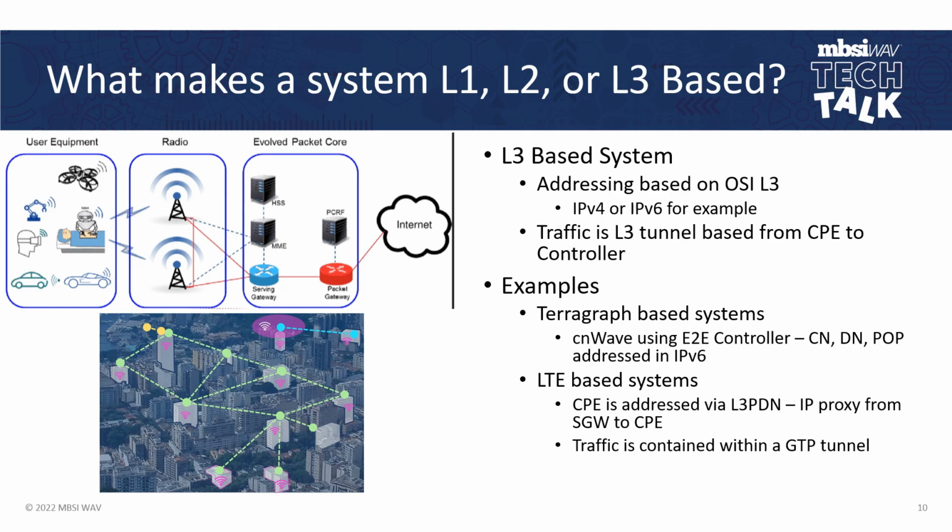LTE systems, for example, are also layer 3 based. The CPE is addressed via a layer 3 packet data network connection, IP proxy from a serving gateway within the EPC to the CPE, and the traffic is contained within a tunnel. This is the hallmark of layer 3 based systems: generally traffic is tunneled, and the addressing is used to tell the device what the next device in the system is to pass the frame along to.